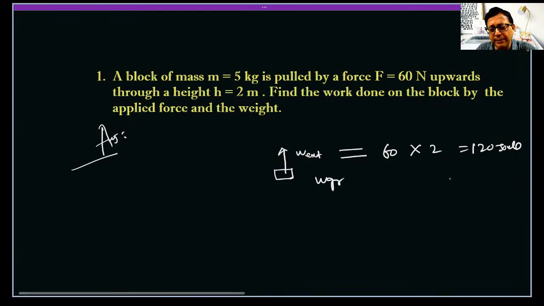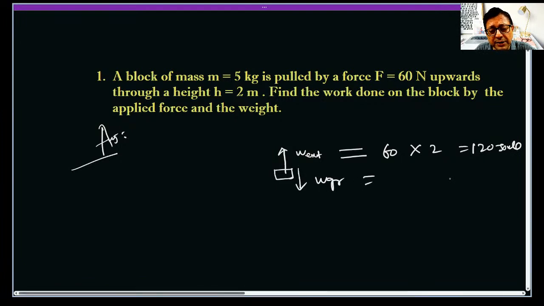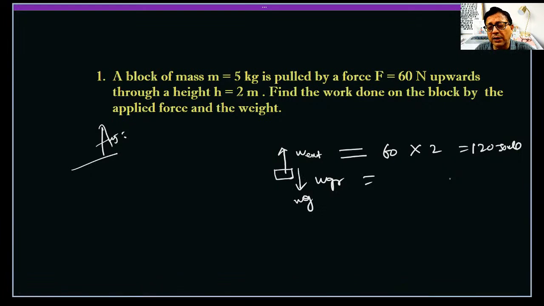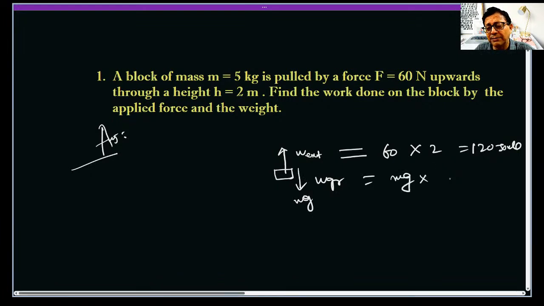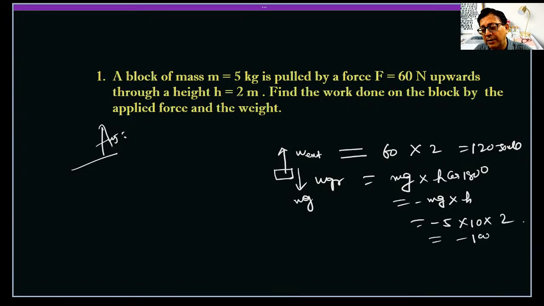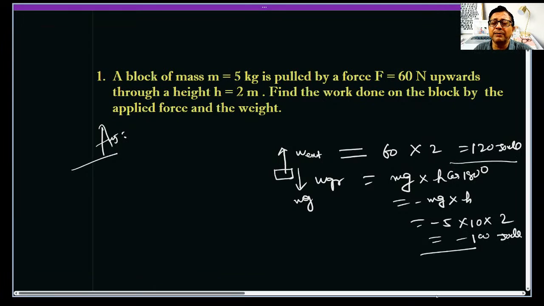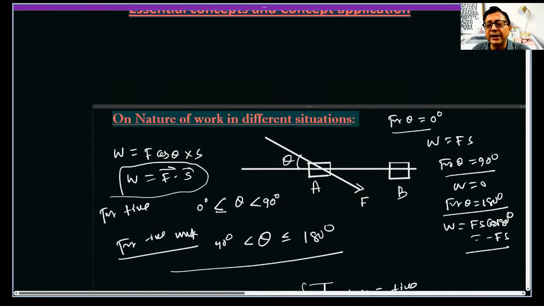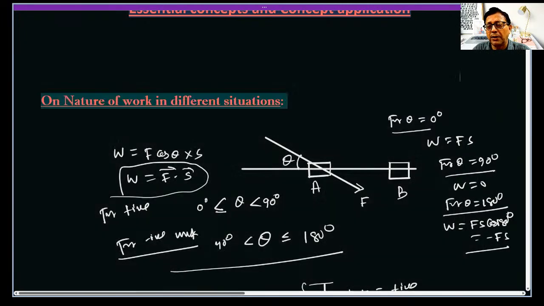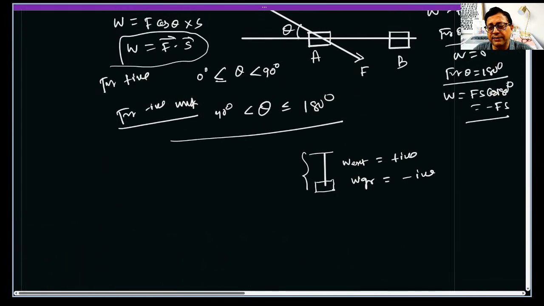And work done by gravity will be negative because gravity acts downward, mg force, and displacement is upward. So mgh cos 180 degrees. What is m over there? 5. You take g as 10 and h is 2. So this will be minus 100 joules. In the first case, the work done by the external agent is positive, that we have seen, and in the second case, work done by gravity is negative work.